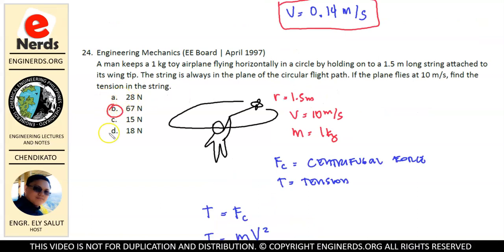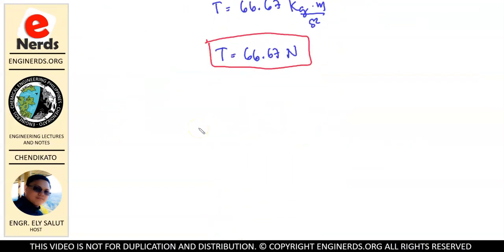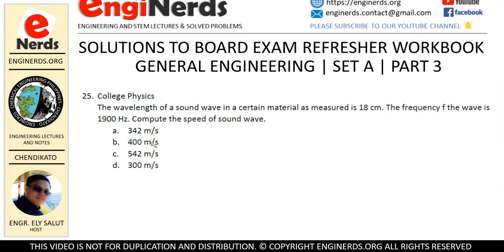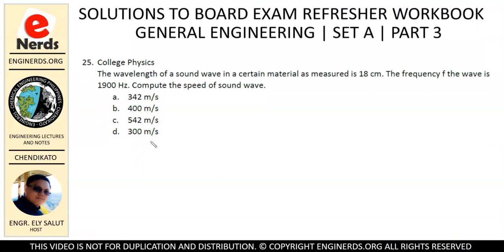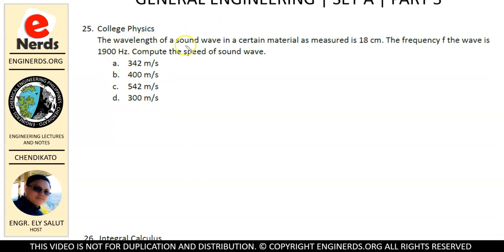Alright, so let's go to problem number 25. Right, problem number 25, we have college physics again. The wavelength of a sound wave in a certain material as measured is 18 centimeter. The frequency f of the wave is 1900 hertz. Compute the speed of the sound wave.